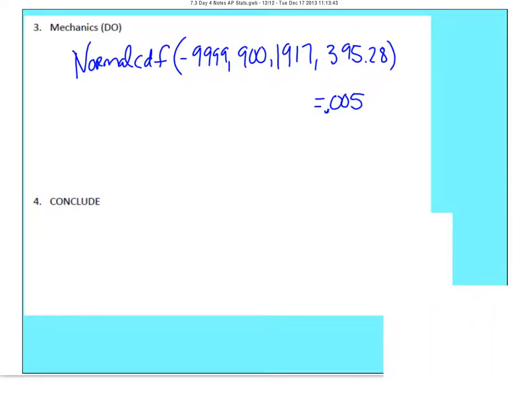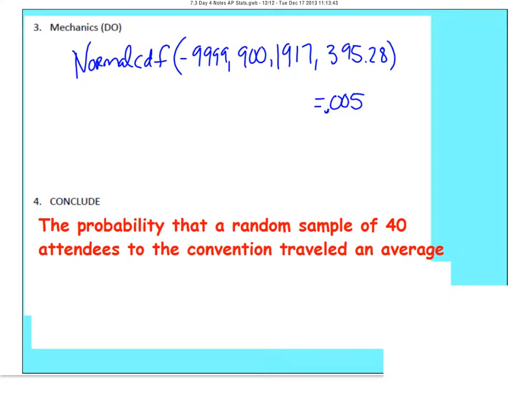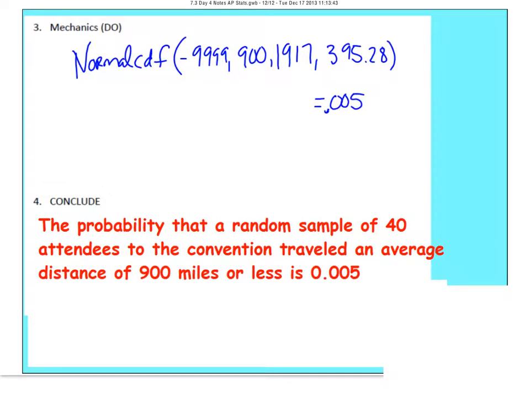We can now make our conclusion and just say that the probability that a random sample of 40 attendees to the convention traveled an average distance of 900 miles or less is 0.005. It is very unlikely that the people coming to this convention are close by, is what it says. They traveled from afar more so to get here.